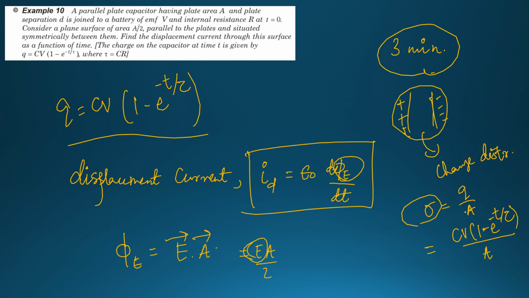And another thing is the electric field between the plates of a parallel plate capacitor. If you remember, we can now calculate. So E is equal to how much? Write down the electric field.